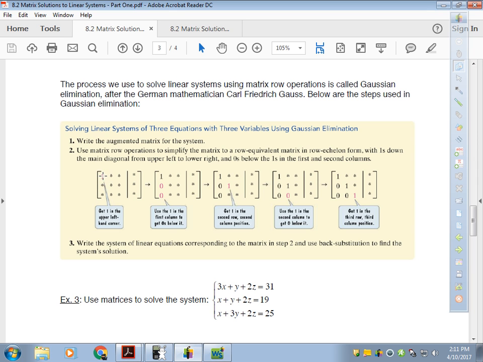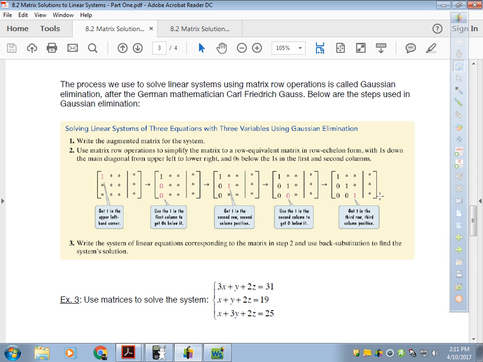Start by getting a 1 in the upper left-hand corner, then get zeros underneath. Once you have zeros underneath, put a 1 in this middle spot, then get a 0 underneath it, and then lastly get a 1 in the last spot, and then you'll be done. Once you've got it in this form, rewrite these equations. Take them from being a matrix back to being an equation.